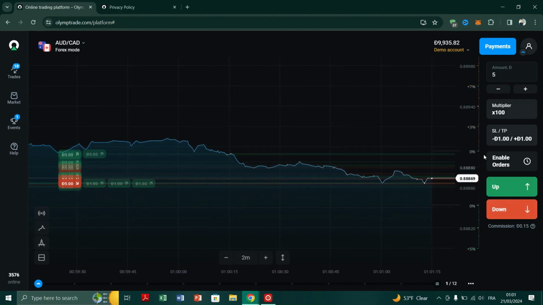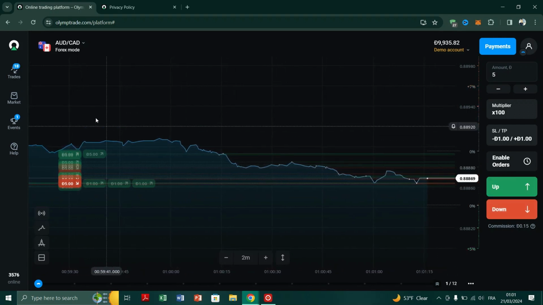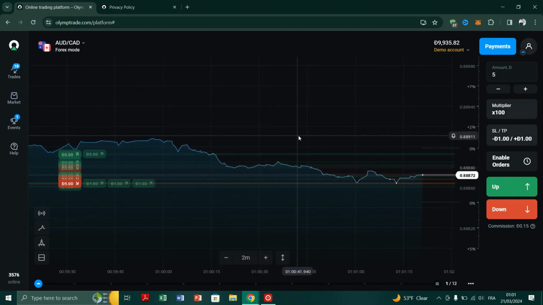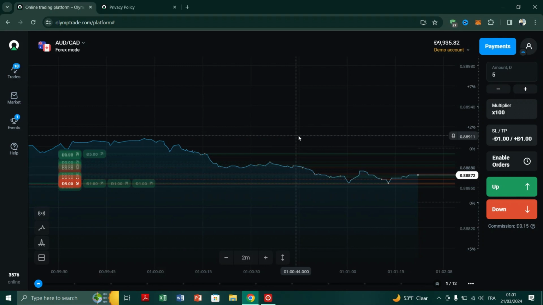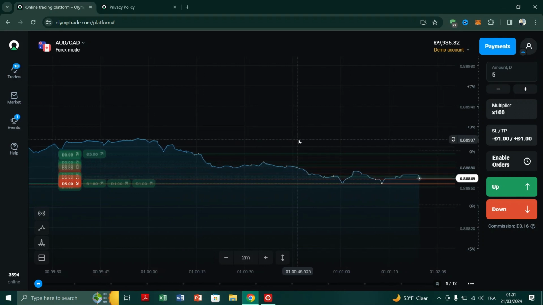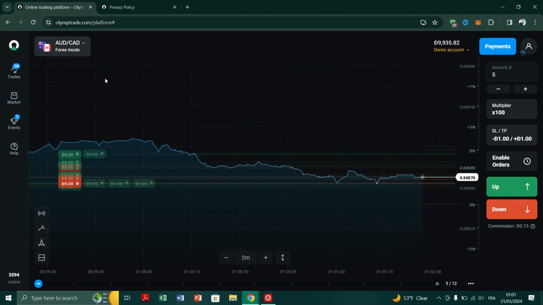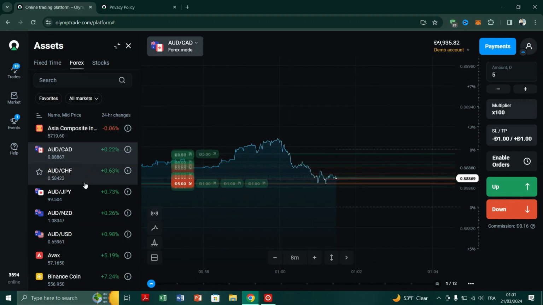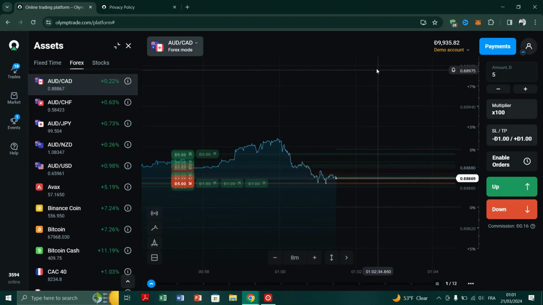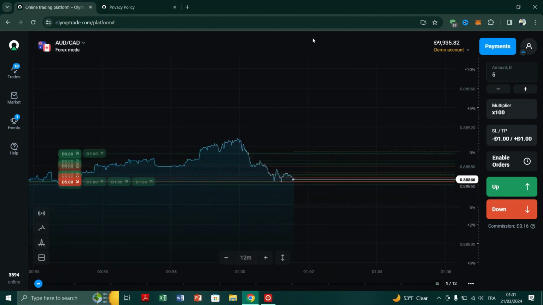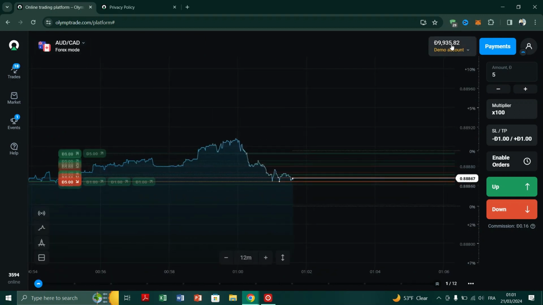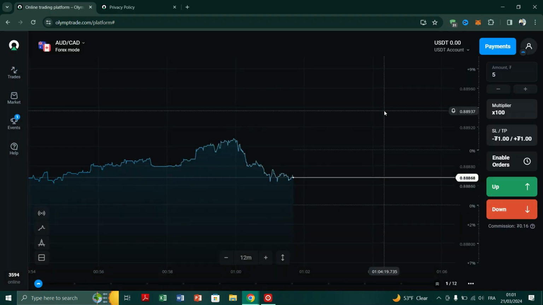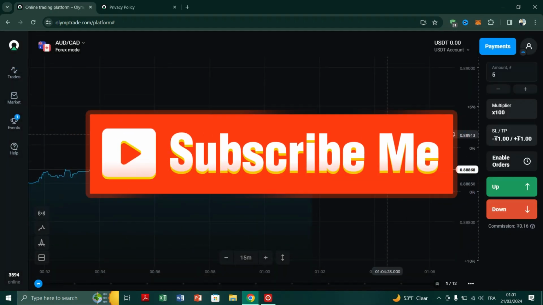So, beginners may start with a demo account to gain experience before transitioning to a real account. Consider your trading objectives. If you're focused on learning and practicing, a demo account may be suitable. If you're aiming for profit generation, a real account is necessary. Assess your risk tolerance and comfort level with trading real funds. Start with a demo account if you're hesitant about risking real money.